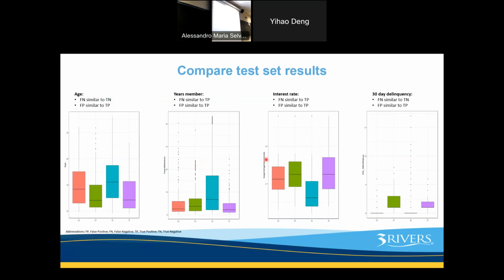And so one question is, why are we not predicting these false negatives to default when they have these high interest rates and they haven't been a member for that long?